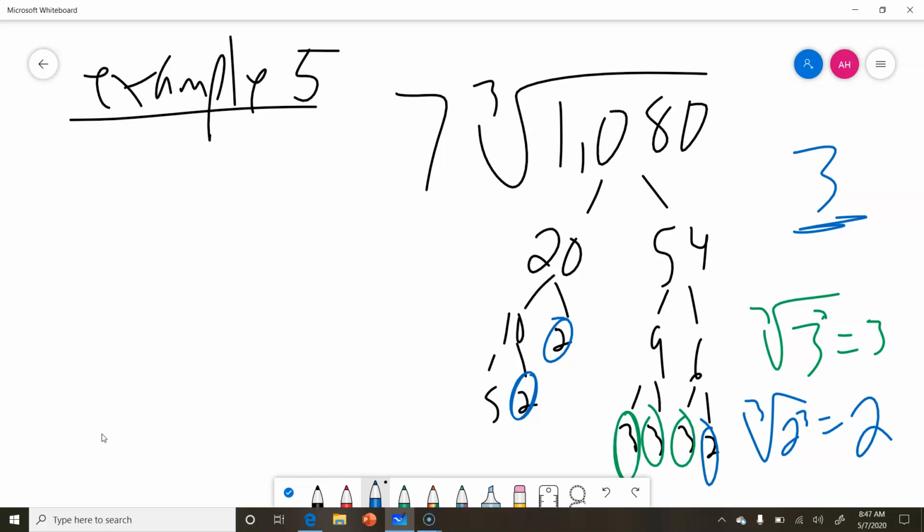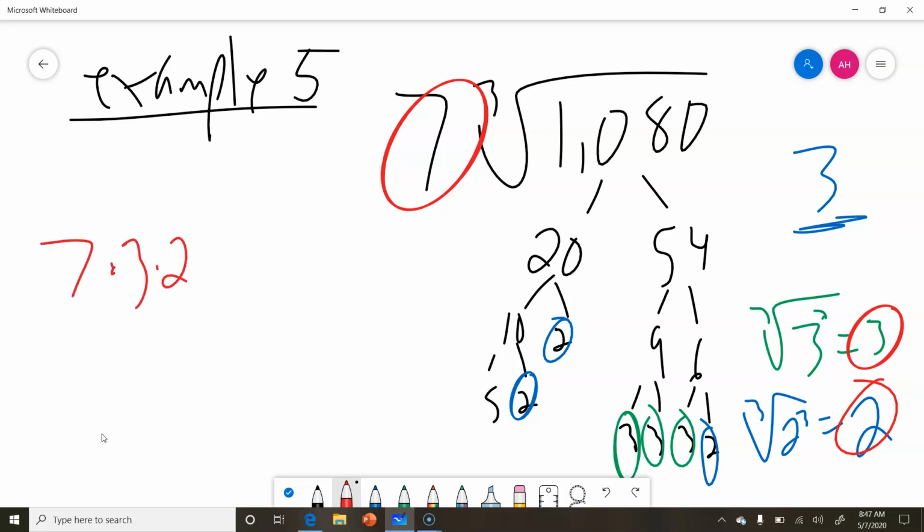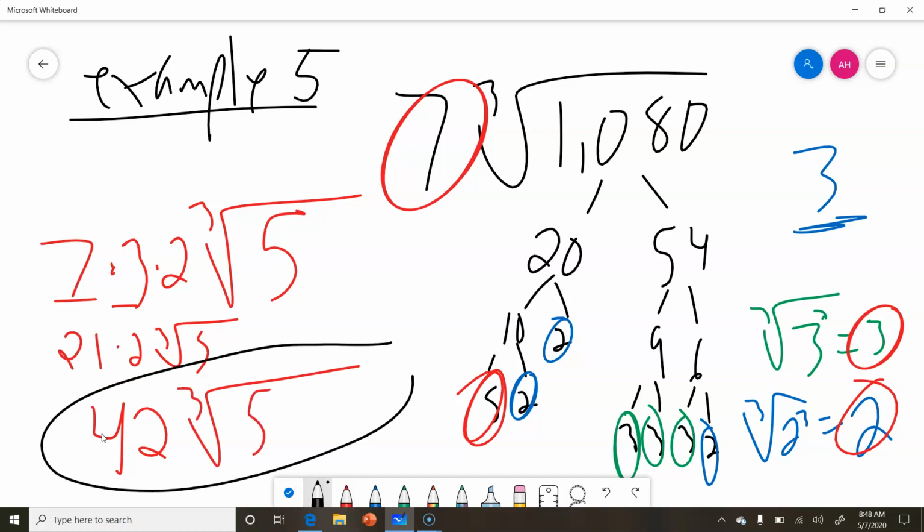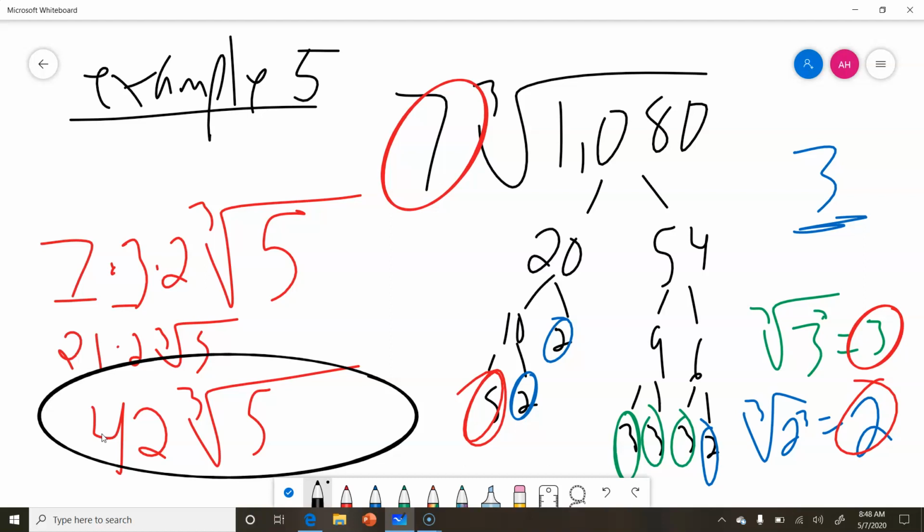So now I take these numbers that are on the outside, the 3 and the 2, and the 7 that I already had, and they all multiply together: 7 times 3 times 2. And now I'm left with the cubed root. What's left? Just the 5, because I used everything else up. So 7 times 3 is 21, times 2 is 42, times the cubed root of 5. And there, ladies and gentlemen, is the final answer: 42 cubed root of 5.